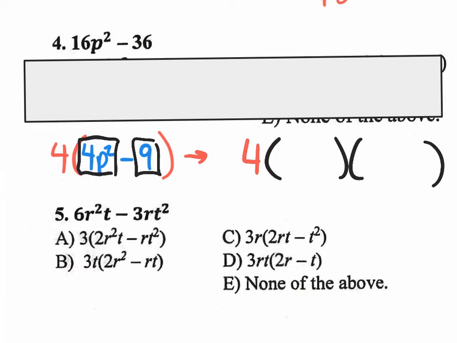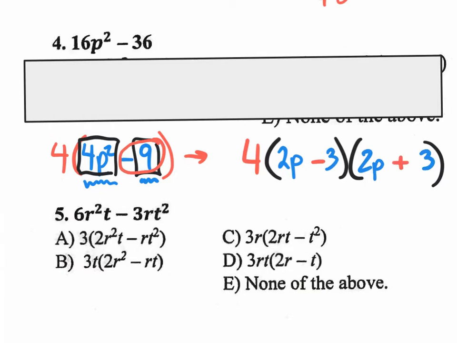So what is the square root of 4p squared? 2p. And what is the square root of 9? 3. So we have a 2p and a 3. Now, if we know it's a binomial, and we look at this last term, it's a negative 9. The only way to get a negative 9 is to have a negative 3 times a positive 3. The signs have to be different.